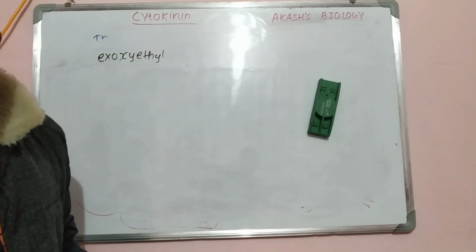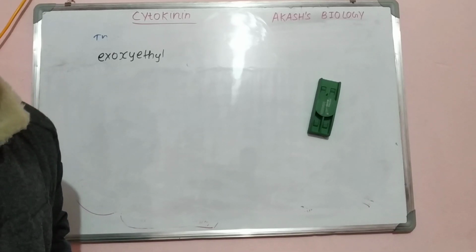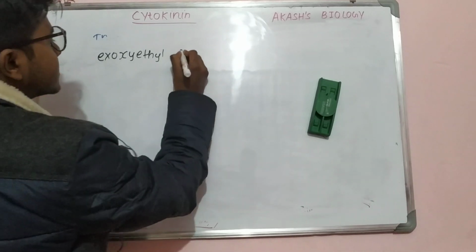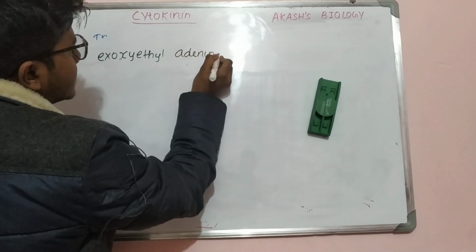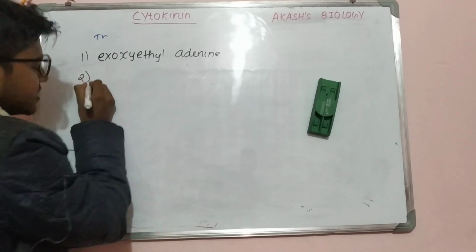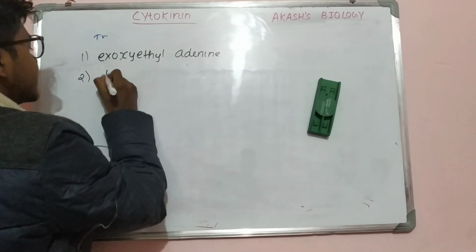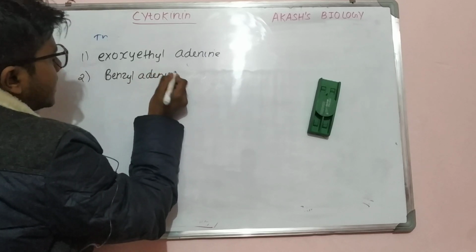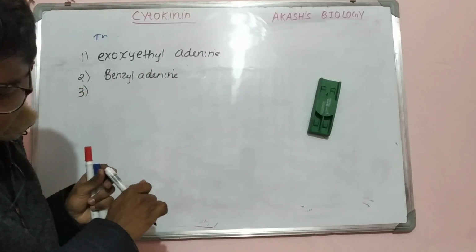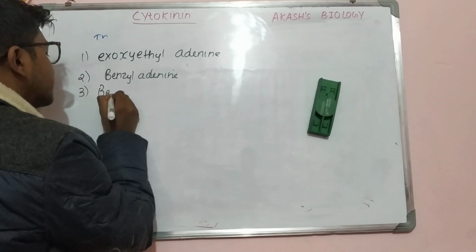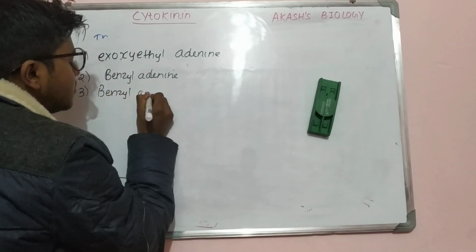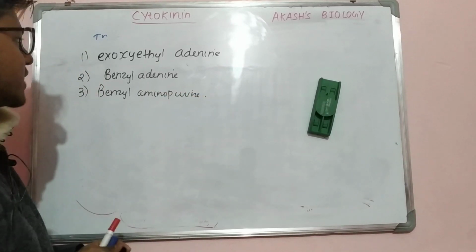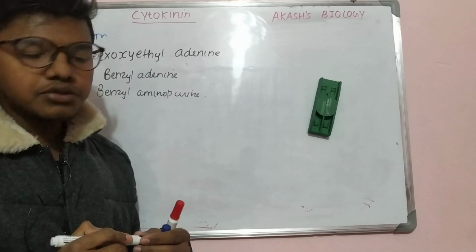The synthetic forms are ethyl adenine, let me review the names, I have forgotten. These are all synthetic forms. Similarly, there is benzyl adenine. The third one is benzyl aminopurine. So there are lots of synthetic cytokinins, but these are three prototypes that you need to memorize for the entrance examinations.